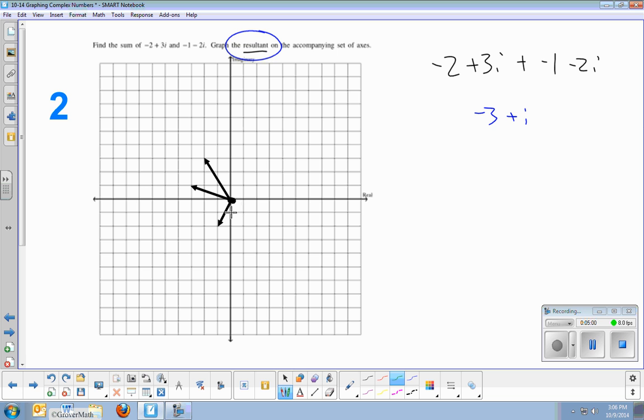You need to know quadrants and stuff like that, which I'll mention in a minute. But these are forces, and the resultant is being pulled towards the stronger force. And so we'll talk more about this another time. But let me label these negative 2 plus 3i, negative 1 minus 2i, and negative 3 plus i.